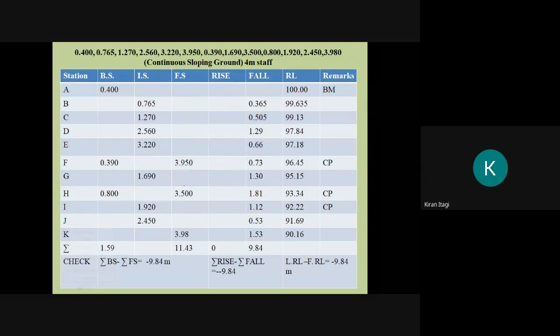Then what you have to do, see, we have got RL. Fall means it is negative, rise means it is positive. All the readings are in falling only. Therefore, 100 minus 0.365, we have got the RL. 99.635 minus 0.505, we have got the RL. Next, this minus this one. Next, this minus this one, you will get the reading. Next, this minus this, you will get.